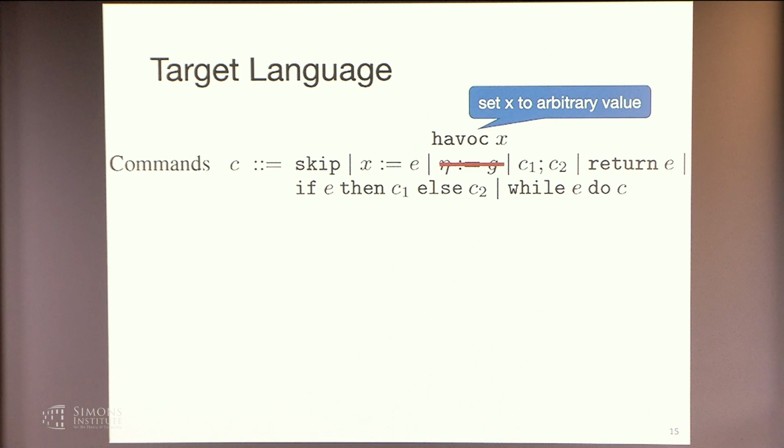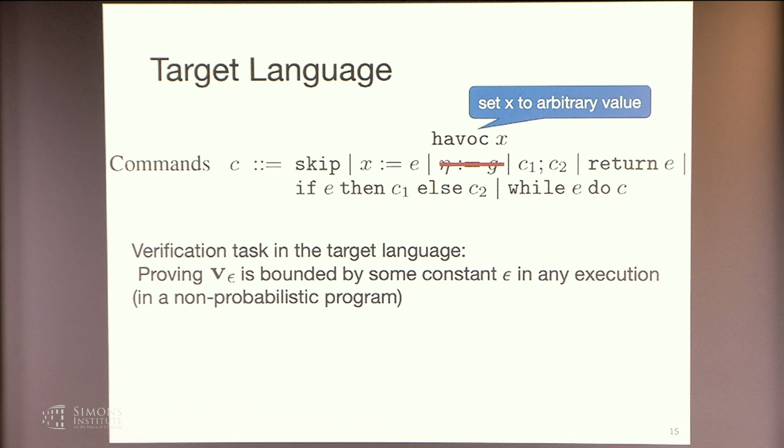So there's no probability anymore, it's only about possible values that this X can take, which actually brings a very favorable result. So on the target language, there's nothing special from the program verification perspective. We have studied this problem for decades. This is called a safety property. So the task for the target program is I want to verify the special variable V epsilon is bounded by some constant epsilon, the desired privacy bound, in any possible execution.